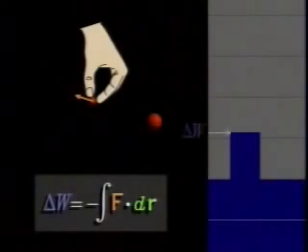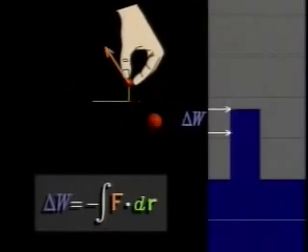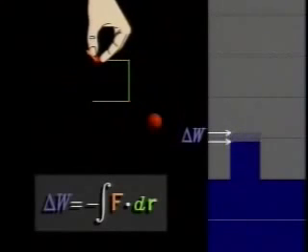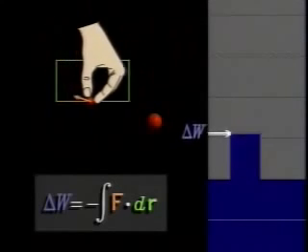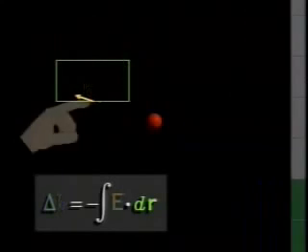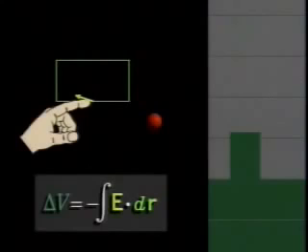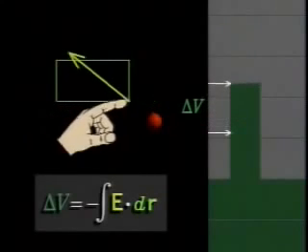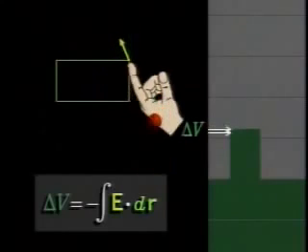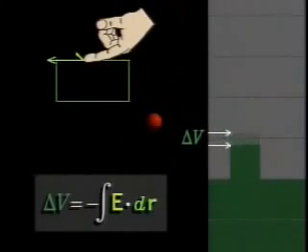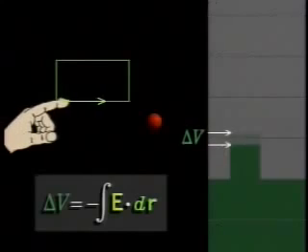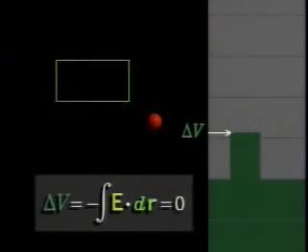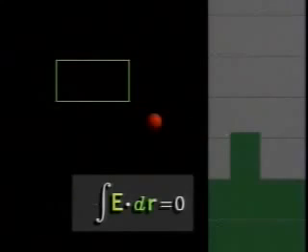In an electric field, no work is done if a charge is moved around any closed path and back to its starting point. Therefore, when starting from any point on any path and returning to the same point, the change in electric potential is always zero. Therefore, the line integral of the electric field around any closed path is always zero. This is a fundamental property of electric fields.